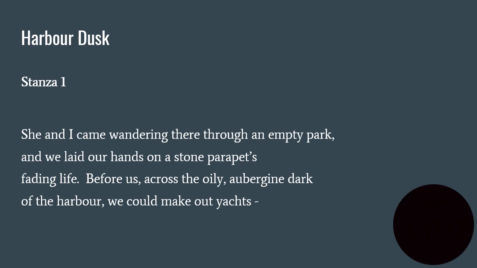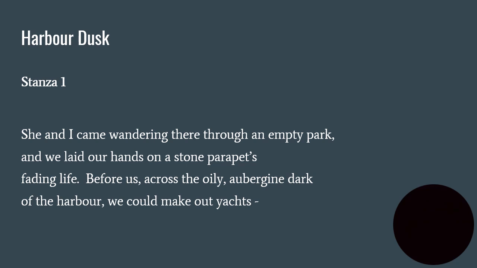On a stone parapet's fading life, the personification of the stone parapet and the enjambment accentuate the slow decline in life. So you have to ask yourself, is the parapet fading in color and physicality, or is it fading from view due to the darkness that's coming? But either way, it suggests the end of something for the narrator, possibly his romantic relationship.